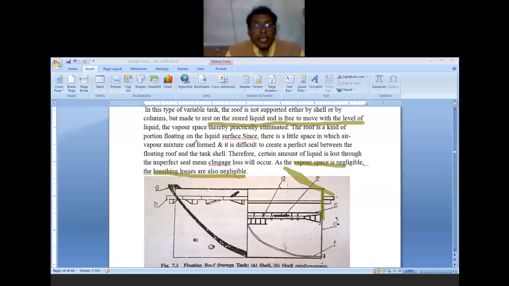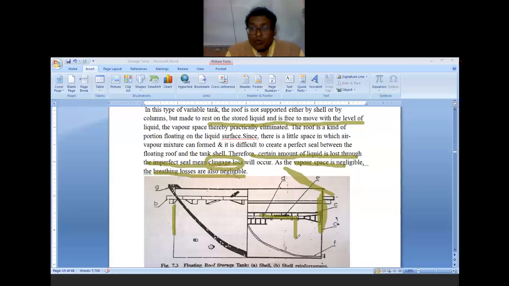Since there is little space in which the air vapor mixture can form, it is difficult to create the perfect seal between the floating roof and the wall. Therefore, a certain amount of the liquid is lost through the imperfect seal, which means clingage losses will be observed here. Clingage losses are the losses where the liquid adheres to the surface of the wall.